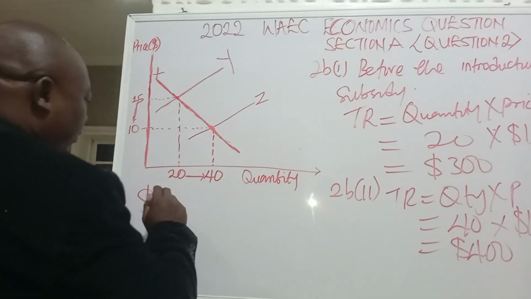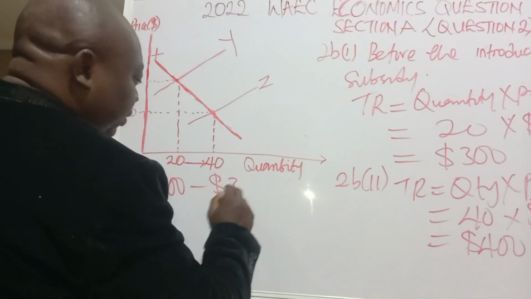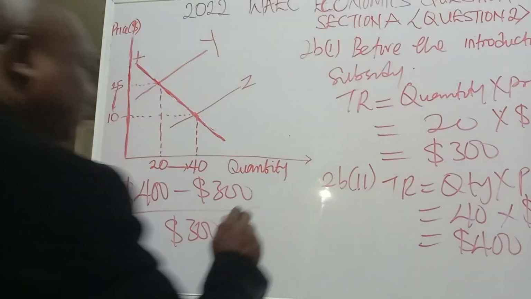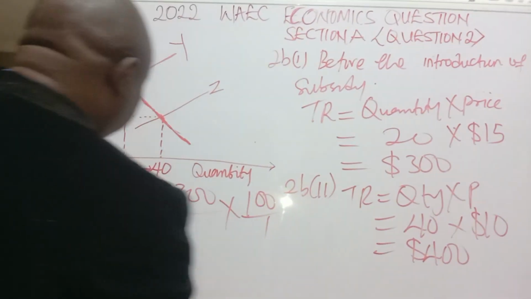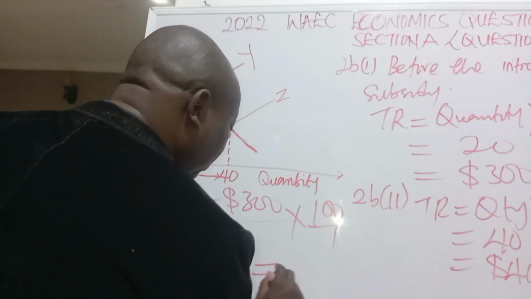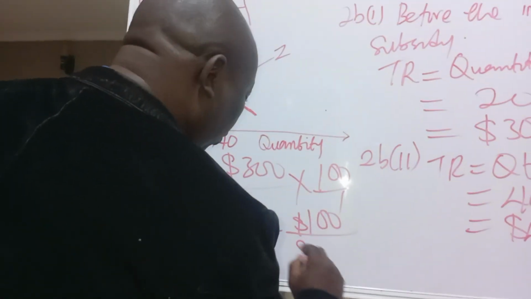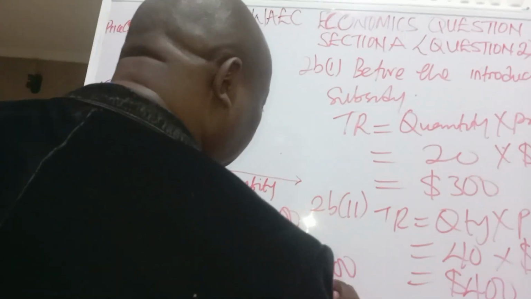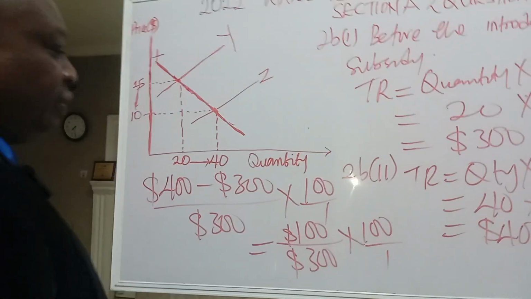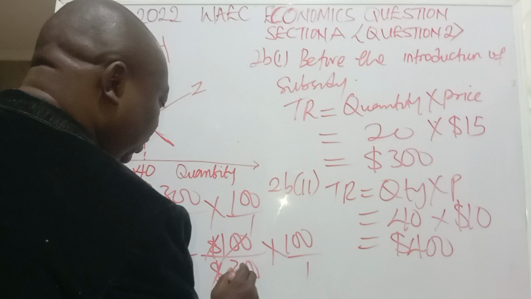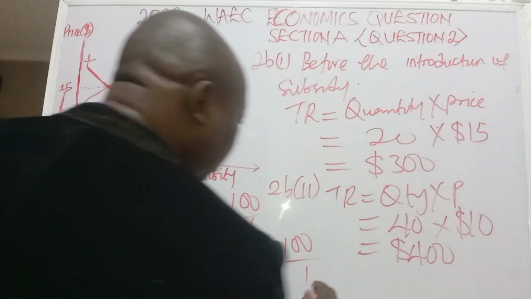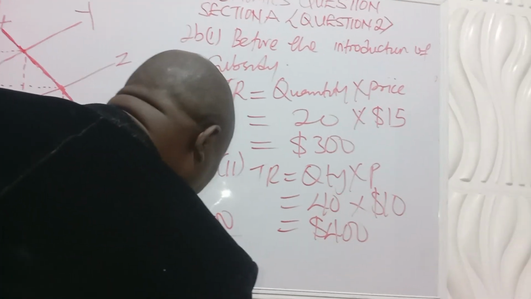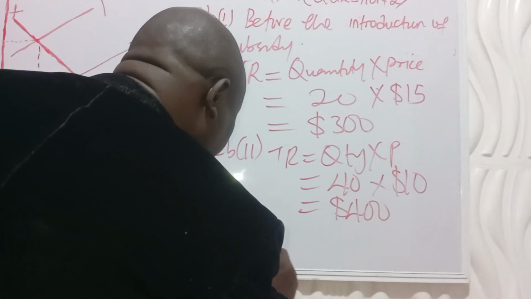Let's do the calculation here. 400 minus 300 over 300. The question says percentage, to be times 100 over 1. This minus this is what? $100 over 300 times 100 over 1. Okay, so this cancels this here, 1, this here, 3. Then when you divide 100 by 3, your answer will be 33.33%.